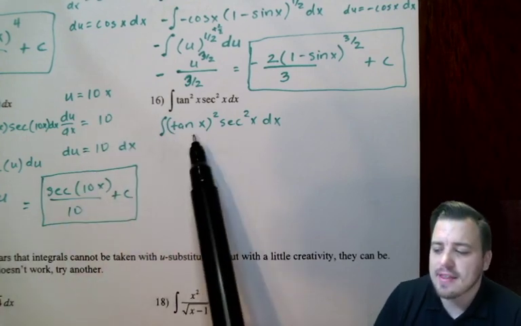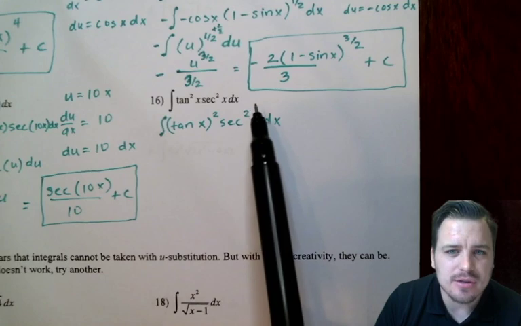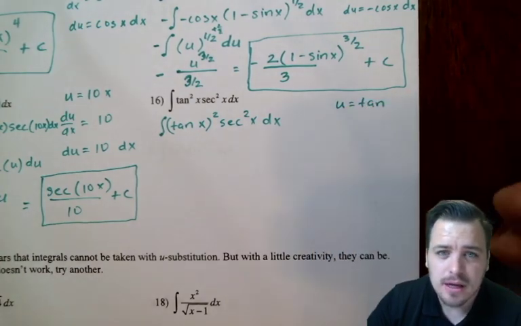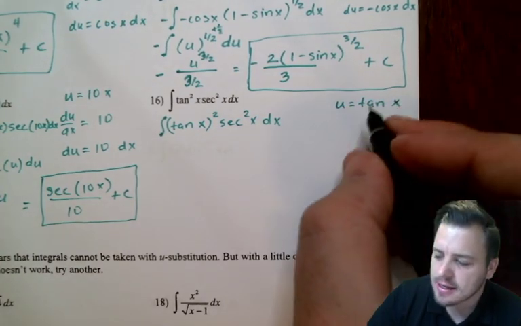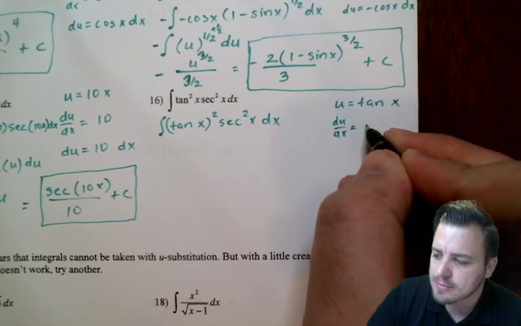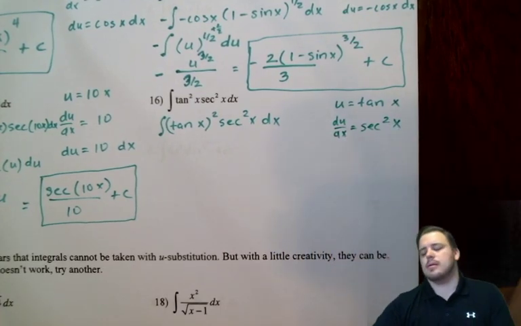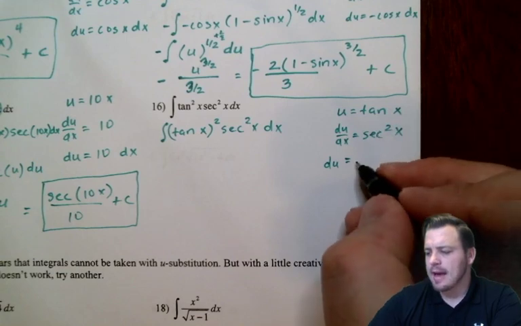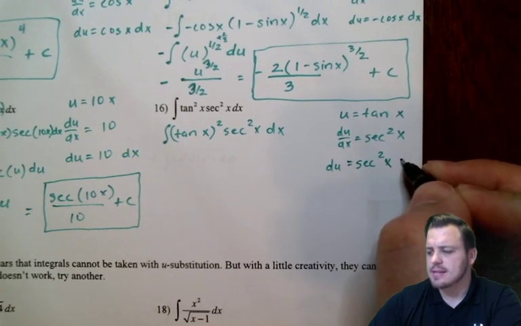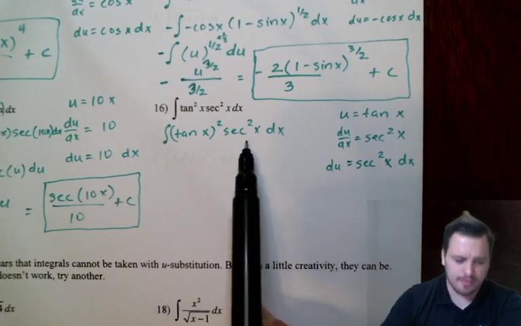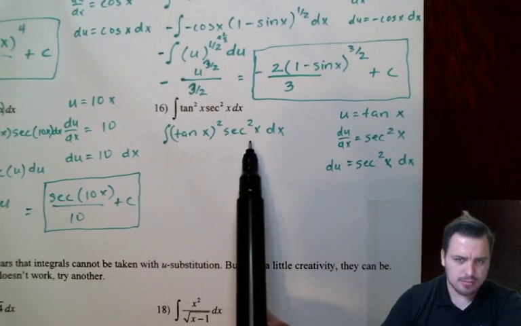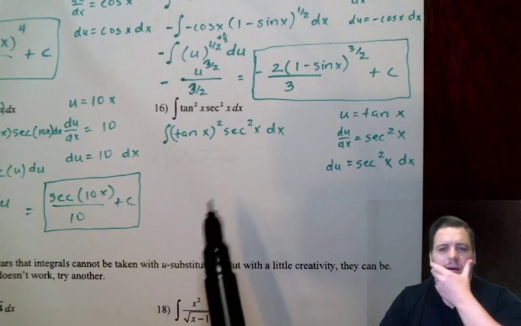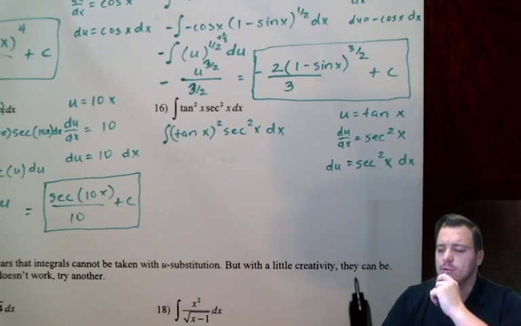I know already that the derivative of tangent is secant squared x. So if I make u tangent x, and that's just kind of knowing your derivatives, then the derivative of u with respect to x would be secant squared x. So then that makes du equal to secant squared x dx, which sets me up perfect here. You could go the other route, and I'm not sure if it would work or not, but you can always try it if you wanted to.